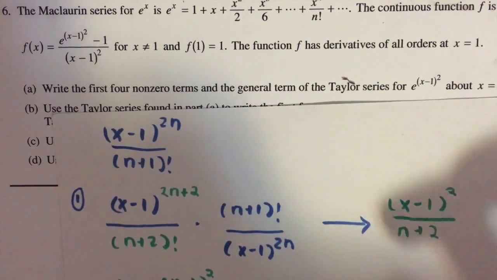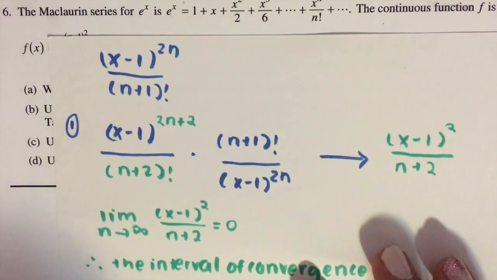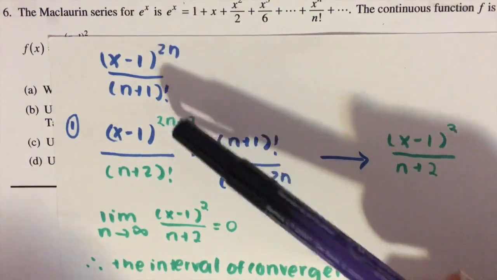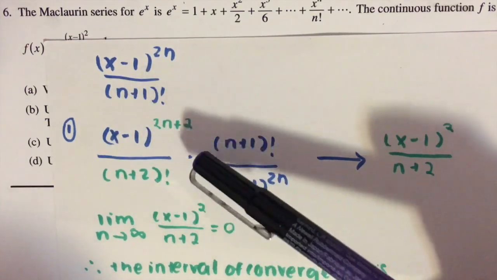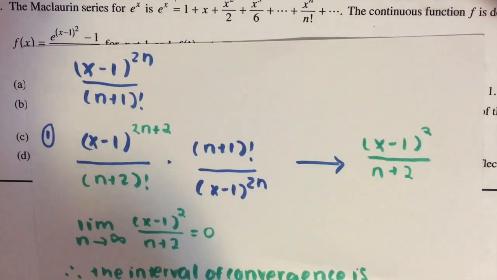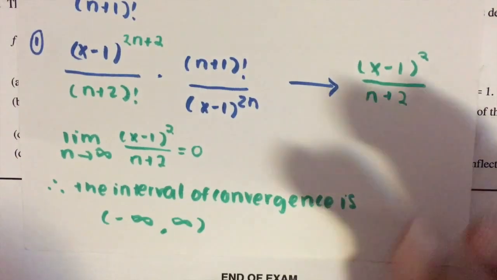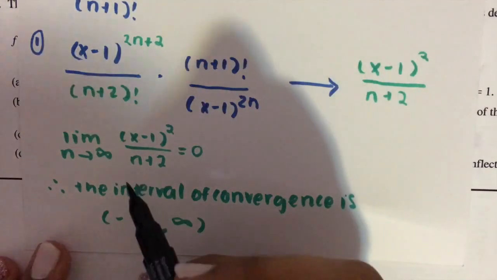If we use the general term (x minus 1) to the 2n over (n plus 1) factorial, using the ratio test you substitute n for n plus 1. In green here, you can see that 2n becomes 2n plus 2, (n plus 1) factorial becomes (n plus 2) factorial, and then you multiply by the reciprocal of this. Simplifying, you get (x minus 1) squared over n plus 2. If we take the limit of that, we get 0, and therefore the interval of convergence is from negative infinity to infinity because of the n right here.